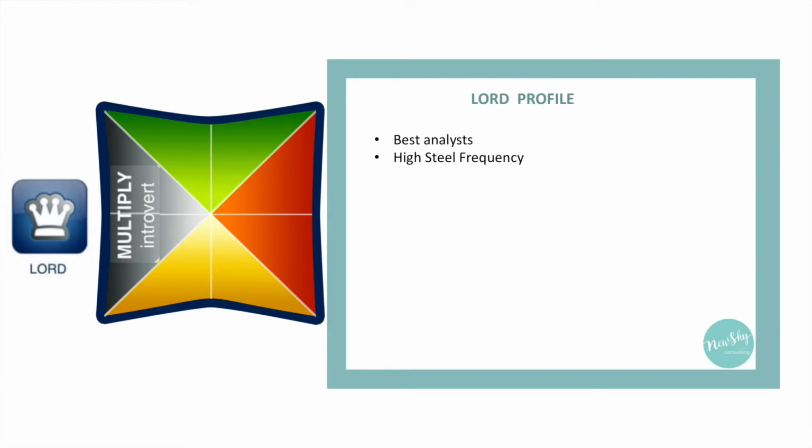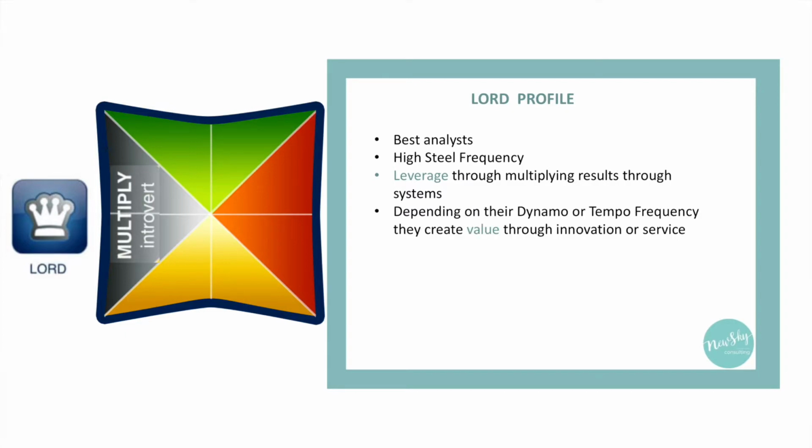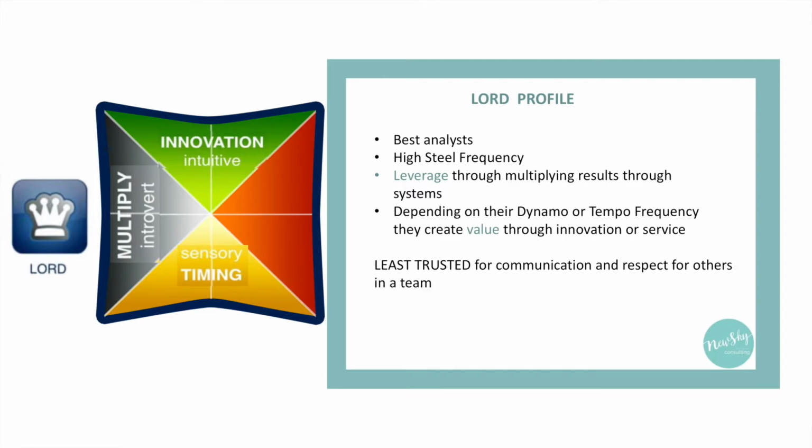They naturally leverage through multiplying results through the systems. And when in flow, they're trusted most for their calculation and discipline in financials and data. Now, depending on their dynamo and their tempo frequency, they will most naturally create value through innovation and service. What they're least trusted for is their communication and respect of others in a team. These people are all about data, numbers, and systems.